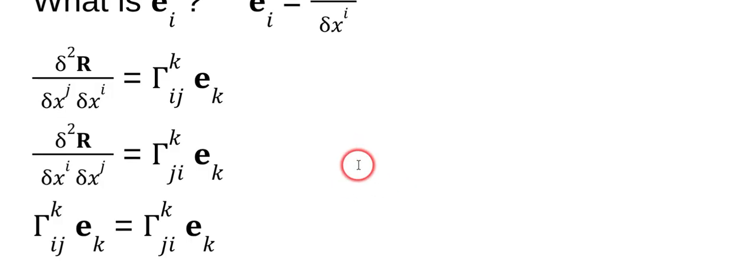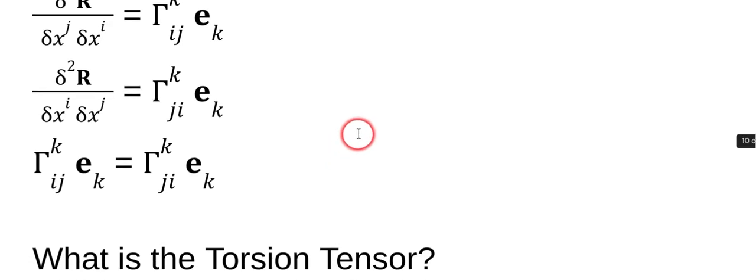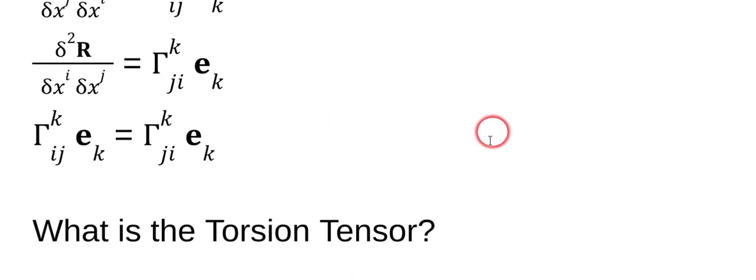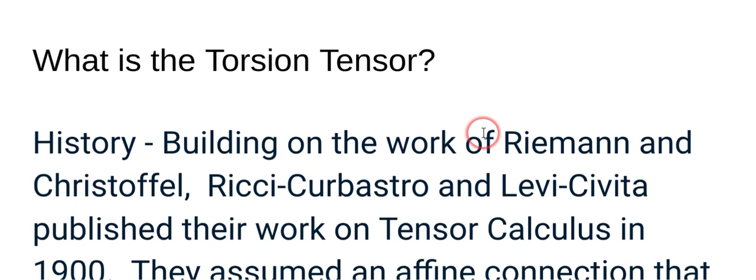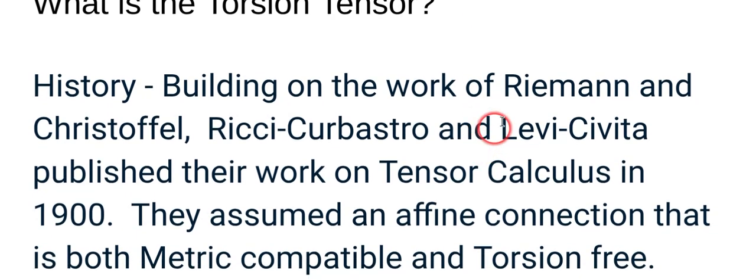Okay. Then I ran into this. What is the torsion tensor? Oh my. All right. I looked it up, read some about it. It's interesting. So, building on the work of Riemann and Christoffel, Ricci Curbastro, this is his last name, Levi-Civita, that's also his last name. They published their work on tensor calculus around 1900.